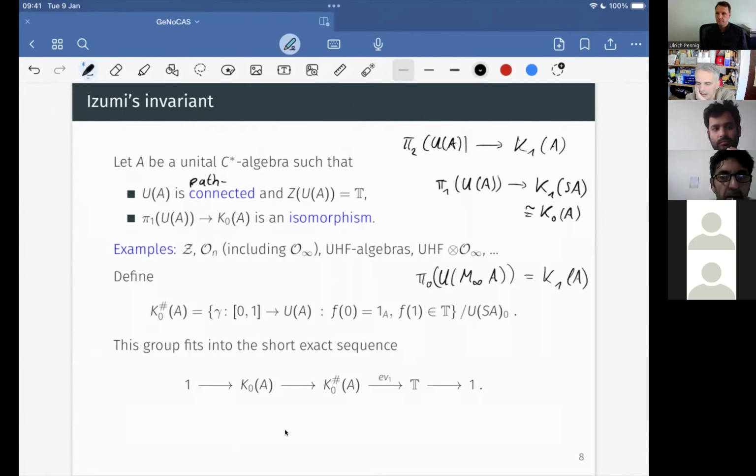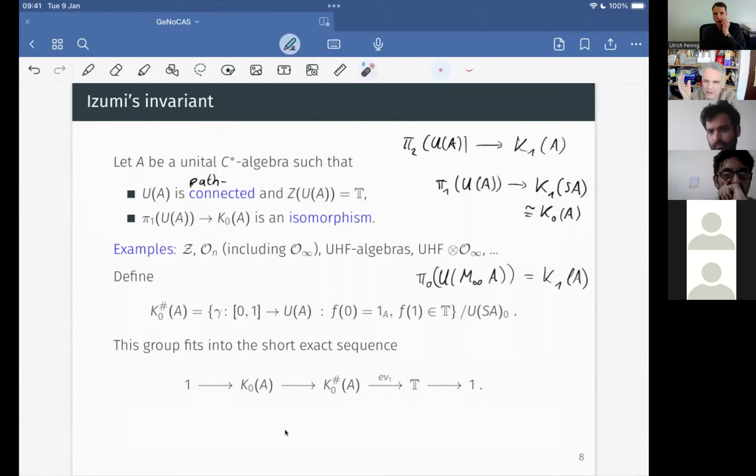Yeah. I mean, you can define pi kn of A as pi n minus 1 of the unitary group of M infinity tensor A. So yeah, it's a problem of stability. I think so.